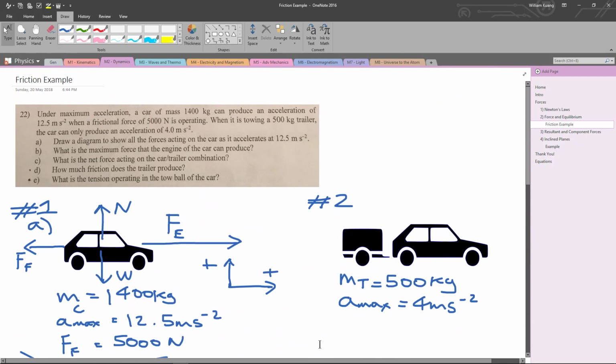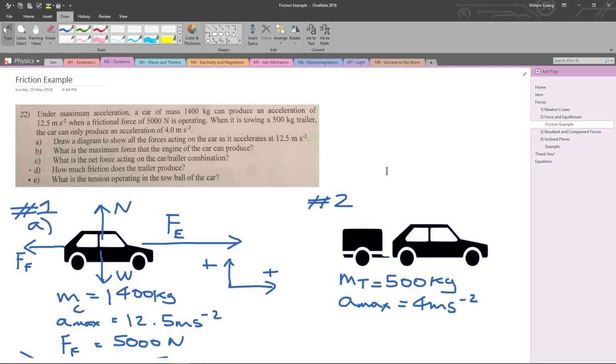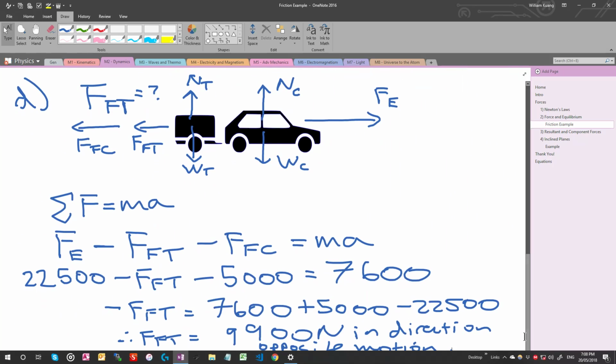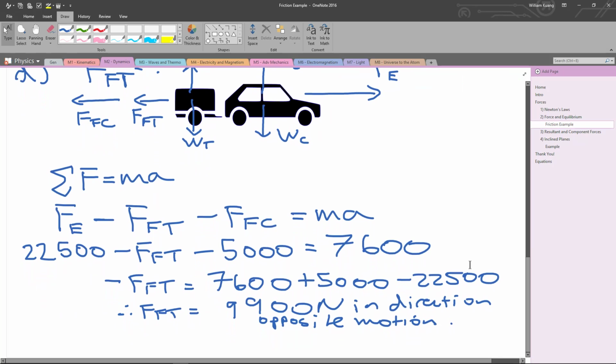Now looking back at the question, part E: what is the tension operating in the tow bar of the car? That's a bit of a confusing request, right? Because in what part of this do you really consider the tow bar? So let's take a look at this now. I just need to give myself a bit more space.